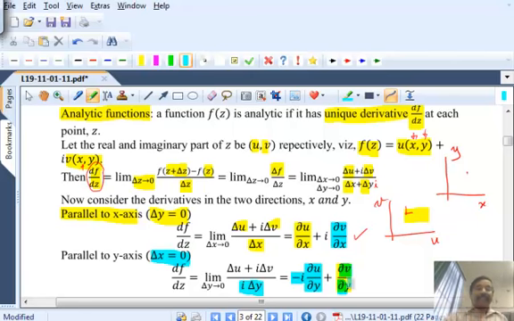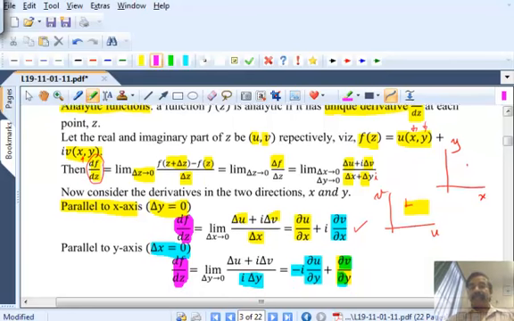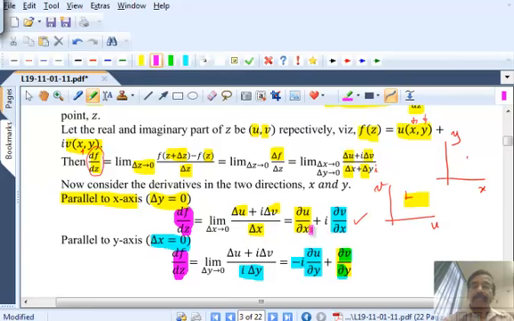So now I insist that this derivative and this derivative must be the same, because I'm calculating the derivative at the same point, just in two different ways. That means the real part in here must be the same, and the imaginary part in here must be the same. So du/dx must be equal to dv/dy, and dv/dx is equal to minus du/dy. And that is the Cauchy-Riemann condition.